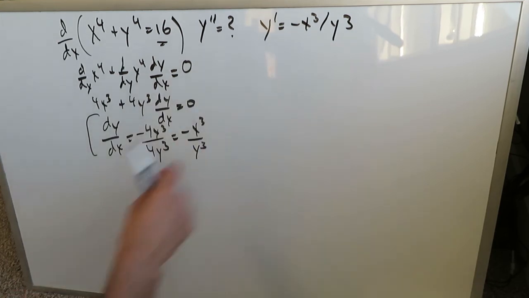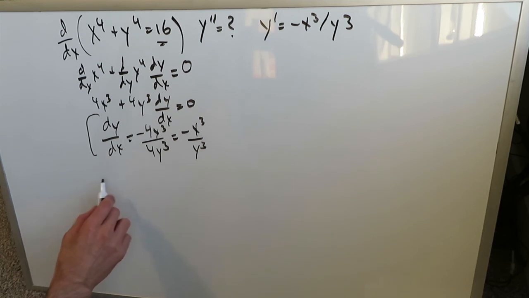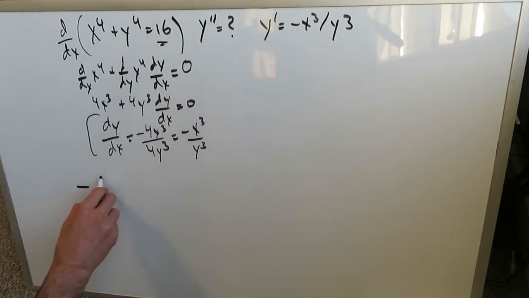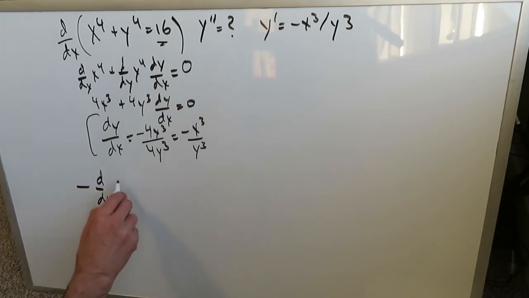Now let's use this and start the procedure for the second order derivative. Now look over here. I'm going to look at this and I'm going to start doing the derivative of this. I'm going to bring the minus outside, which is fine. It serves as a coefficient, and we'll do x cubed over y cubed.